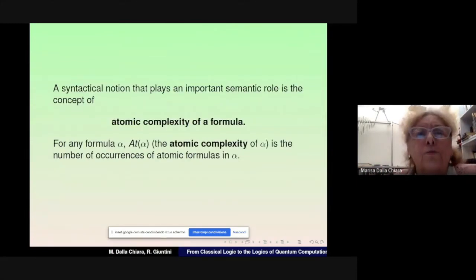Now, let me introduce a syntactical notion that will play a very important semantic role. This notion is the notion of atomic complexity of a formula.